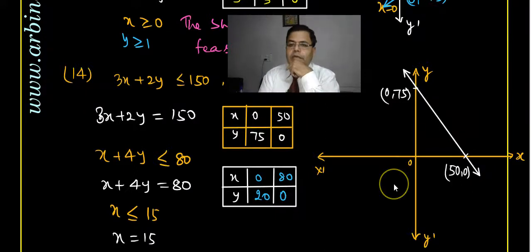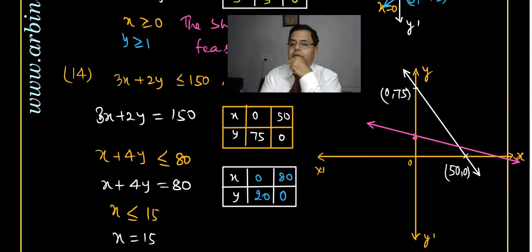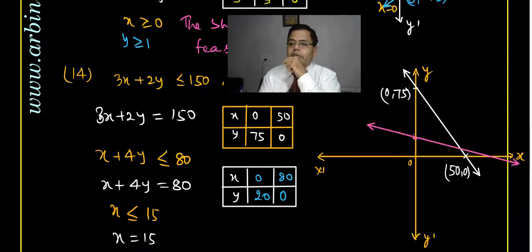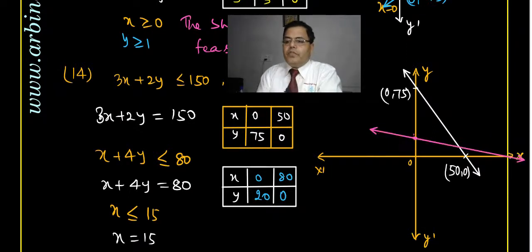For x 0, y 20, the point is somewhere like this, 0 20, and x 80, y 0. So the line will be passing through this one, through 0 20 and 80 0. Okay, I hope you got it, and you can plot this on your graph. It will be easier to plot on graph. So this will be 80 comma 0, and this will be 0 comma 20.